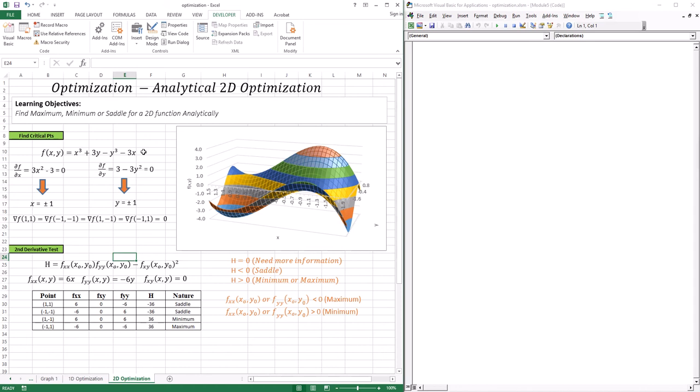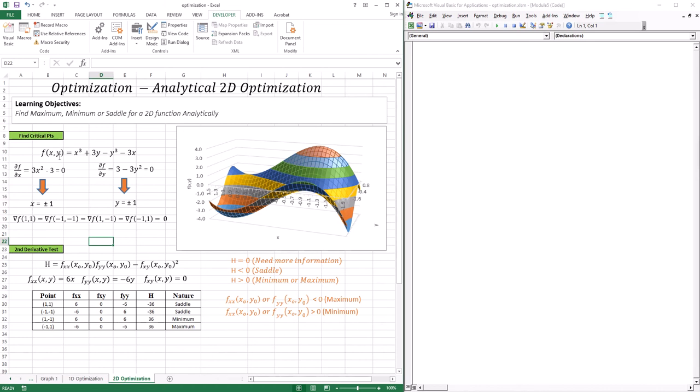Now, it involves the same steps. We still find the critical points, again, where the derivative is equal to 0, and we find the second derivative. But since we're dealing with two independent variables, we're going to be dealing with a derivative with respect to the first one and a derivative with respect to the second one.